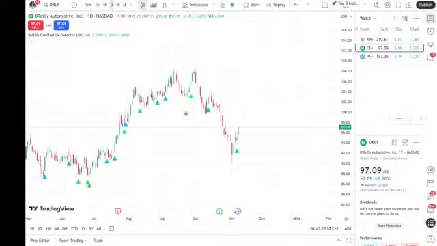I think what I need to do is see if I can create a bullish candlestick detector.